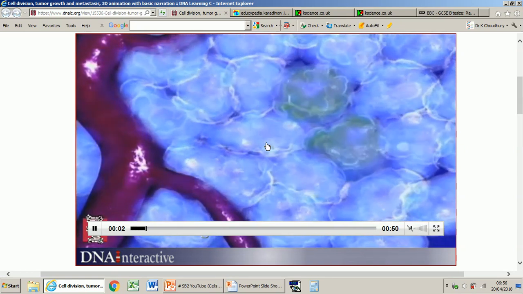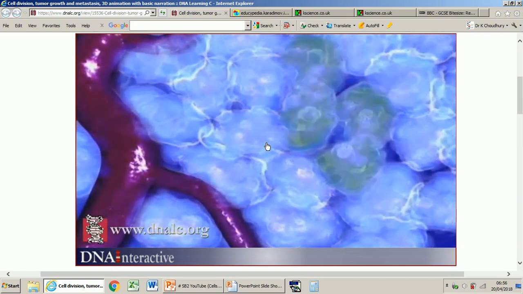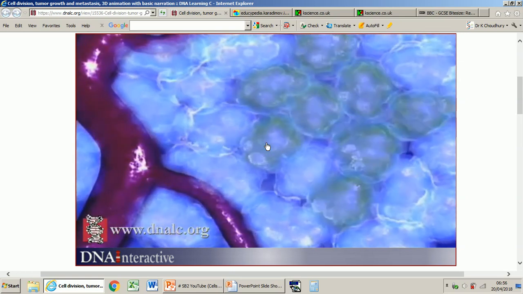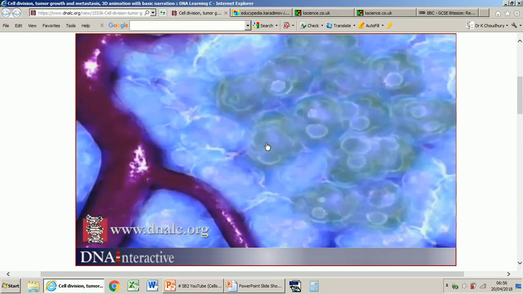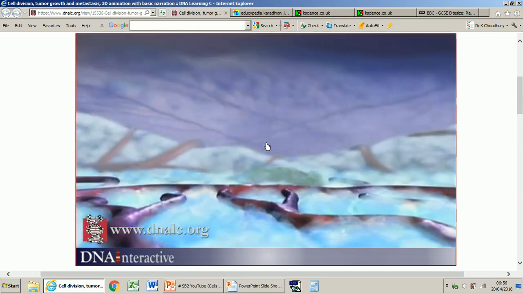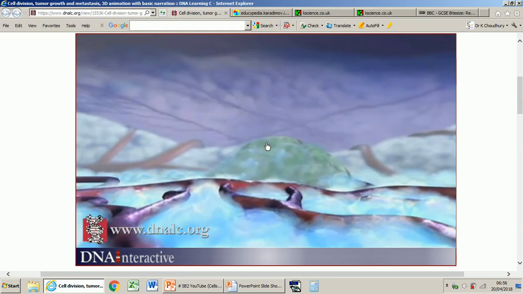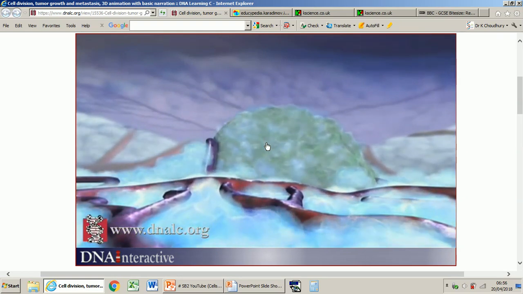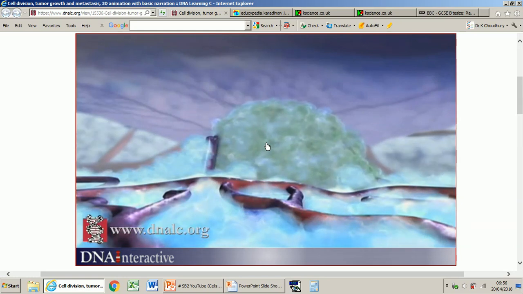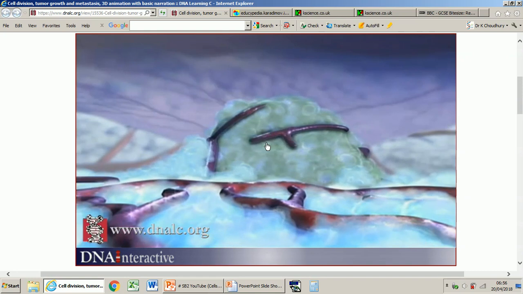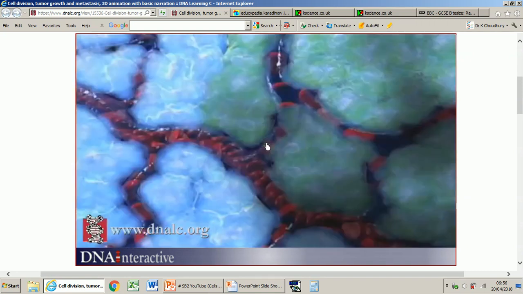You can see this in this video. You've got the cancerous cells. You can see that they are uncontrollably dividing at a faster rate than other cells in the body. And this forms the lump of cells called a tumor. And the cancerous cells are taking away nutrients from other cells, therefore damaging the body.